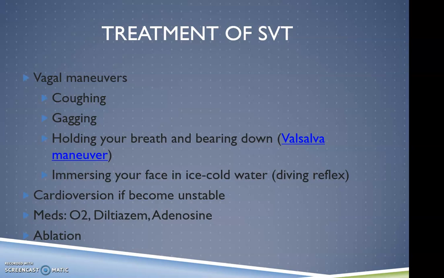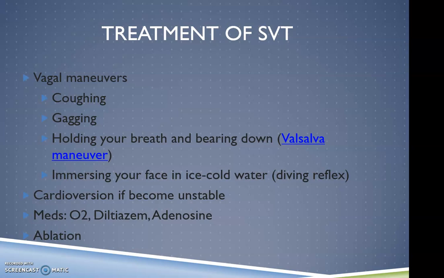So how do we treat it? Well, we start with the less invasive first. Now, if your patient is unstable, meaning they have a decreased level of consciousness, they're severely hypotensive, we're going to do an electrical cardioversion. Or if at some point while trying to treat the patient medically, they become unstable, then we have to do electrical cardioversion. And we'll talk about cardioversion versus defibrillation when we talk about ventricular dysrhythmias.